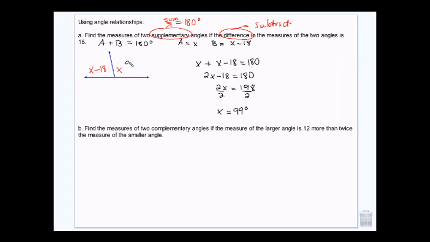Okay, so that's this one. This one's 99 degrees. The other one is x minus 18. So I have 99 minus 18, which is 81. So that's 81 degrees. And I can double check it and make sure it works, because 99 and 81 add up to 180. Yes, they do. So it's good.